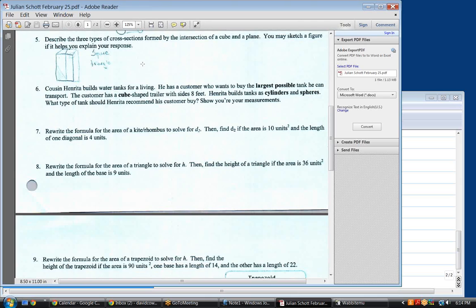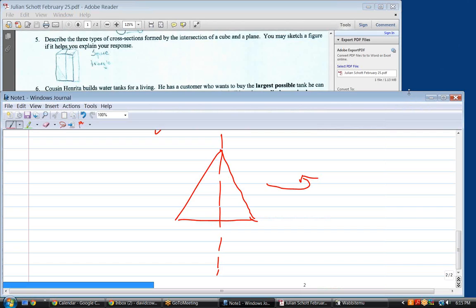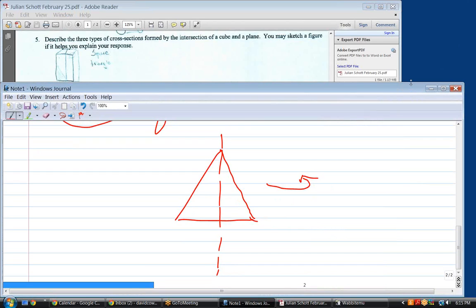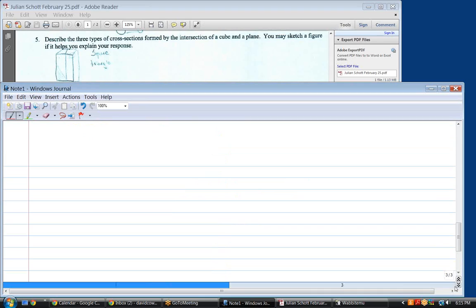Describe the 3 types of cross-sections formed by the intersection of a cube and a plane. Now, if there's anything that's more difficult to do online than solid geometry, I'm not sure what it is. And you understand why? Because unless I'm a great artist, and I am not, it's very difficult to describe what we're talking about. Let me make an attempt. First of all, I'll draw a cube.